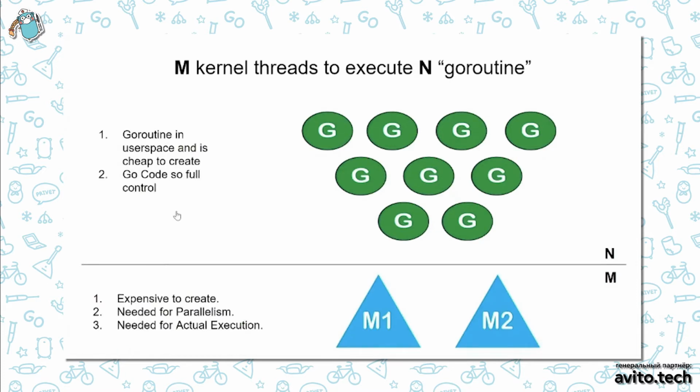As the kernel thread is needed for actual execution of code and parallelism, but it is expensive to create, we will create it in a smaller number. And in user space, we have the goroutine, which is pure Go code, and we have full control over it. Also, since it's in user space, it's cheap to create.